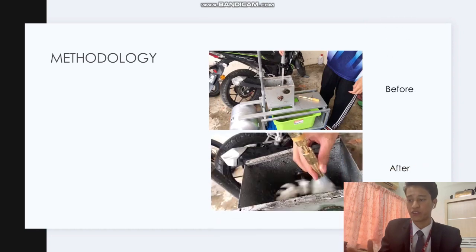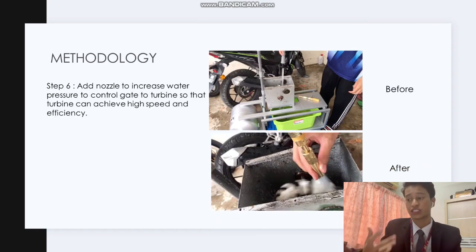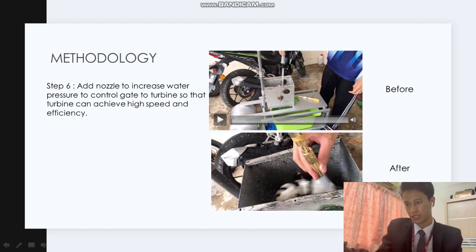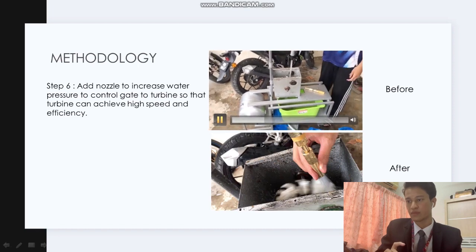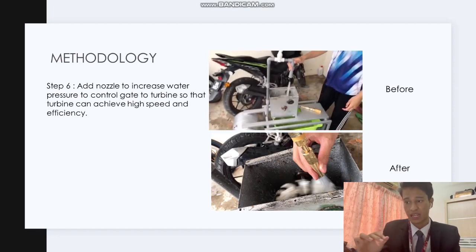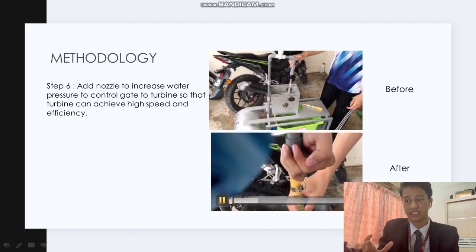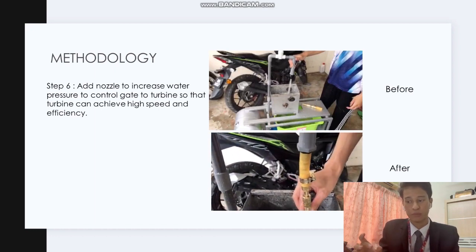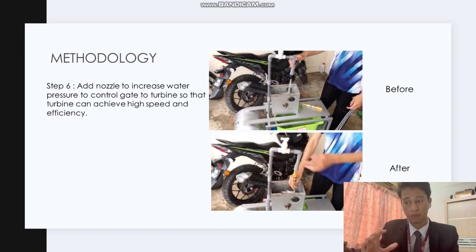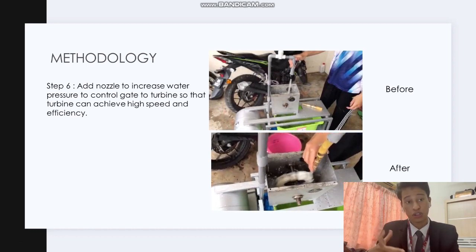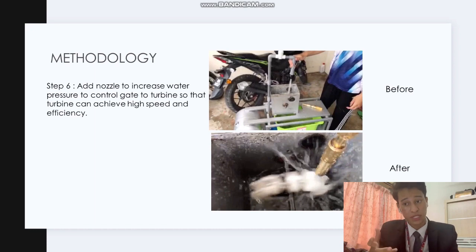So here, before and after I installed the nozzle. As you can see at the top right, here is the video. The pressure is very low, causing the turbine to rotate inefficiently. And here is the second video. As you can see, this is the normal pressure supplied from the water pump, and the turbine rotates efficiently and at high speed.